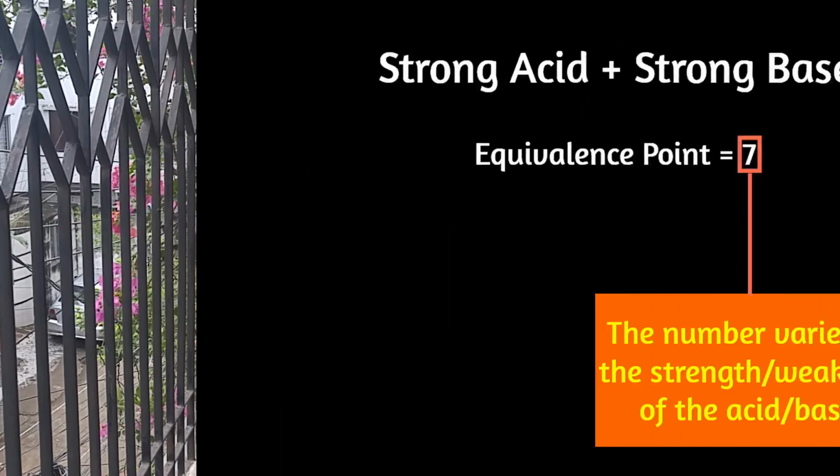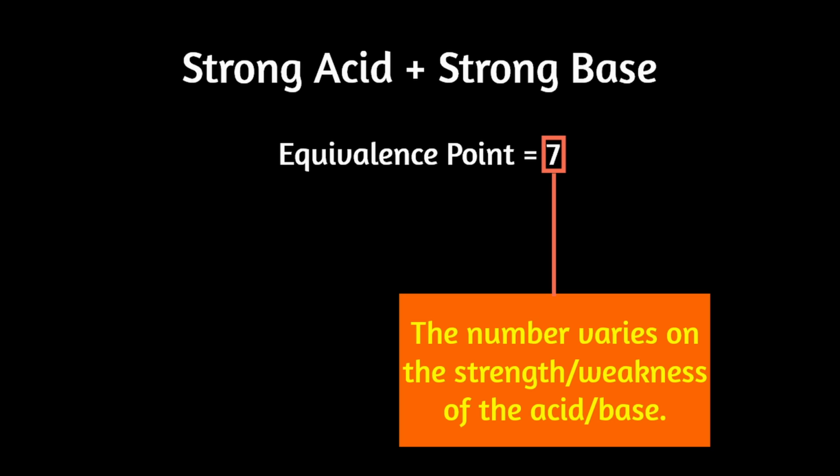An equivalence point is a point where enough acid or base has been added to neutralize the solution. Now, to determine the equivalence point, we have to use these indicators. Now, with a strong acid plus a strong base, the equivalence point will be 7. Now, this will vary depending on the strength and weakness of the acid or the base. Now, that's basically titration in a nutshell. But since that wasn't enough, it's best shown by example.